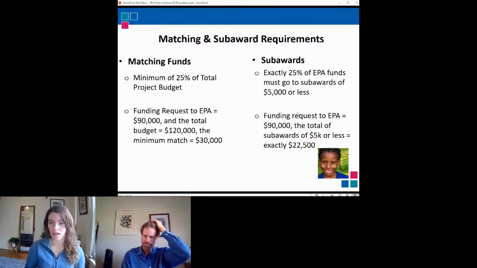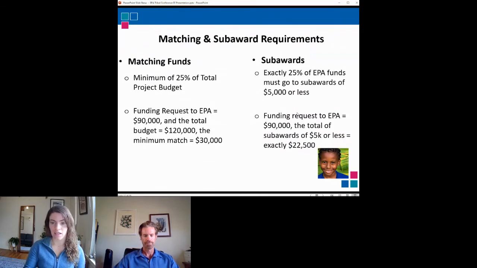So there are some requirements of matching and subawards that are important to meet the eligibility requirements. The matching funds is that a minimum of 25% of the total project budget must be provided by either the organization or additional grants. So for example, if your organization is requesting $90,000 from the EPA grant, the total budget would be $120,000, with $30,000 being provided by either your organization or additional grants.